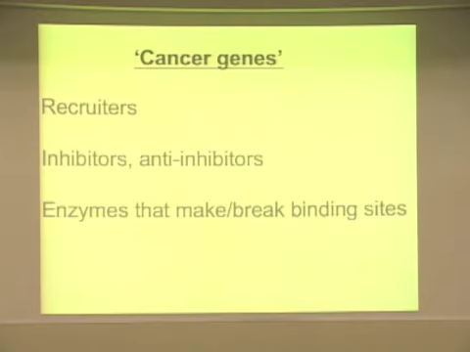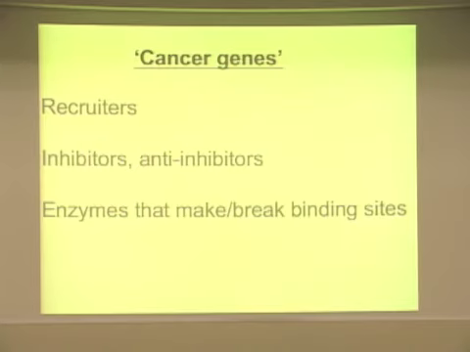So, for example, lots of things are overproduced. Well, what do you think happens when you overproduce a transcription factor? Of course, it binds to the wrong sites. It's that simple. And in fact, if you look through Weinberg's book, he's furious when I poke at this. Every one of the things he calls a cancer gene fits this description. They're either recruiters, inhibitors, anti-inhibitors, or enzymes that make and break binding sites. Very often they're overproduced, very often you have fusions that impart new specificities to enzymes.